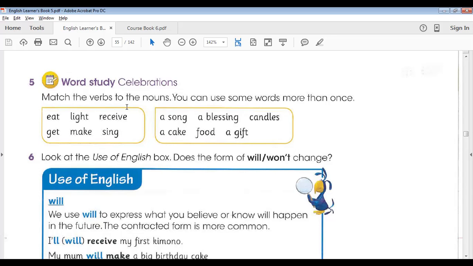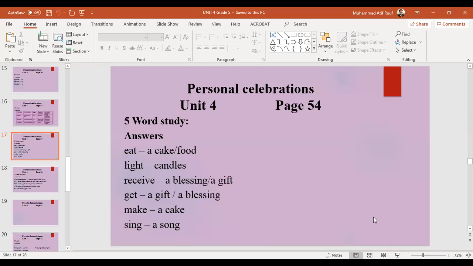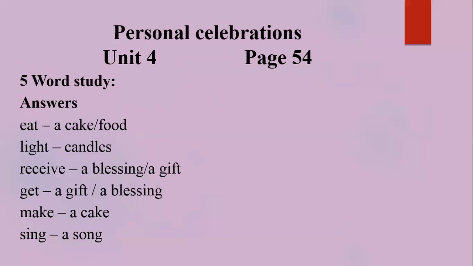We discussed this exercise, and I asked the students to share the answers. They discussed the answers, and then I displayed the answers to the class as well. I'm going to include the answers for summary purposes, so you can also correct your answers. So these are the answers. The verb eat goes with two nouns, cake and food; light with candles; receive a blessing and a gift; get a gift and a blessing; make a cake; sing a song. So that was the answer of activity 5.